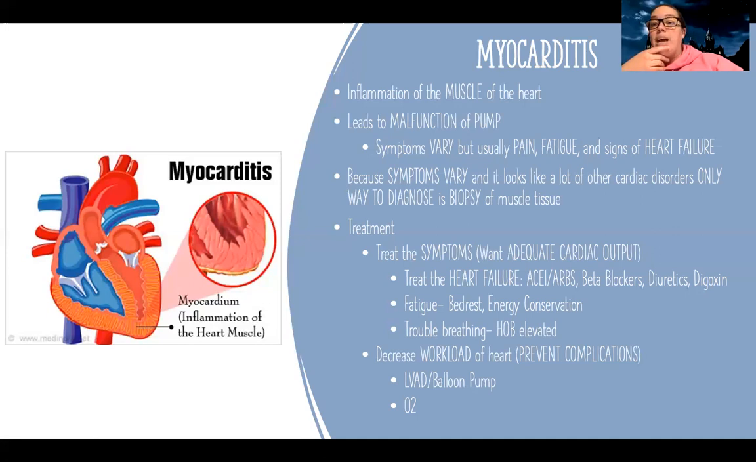If they have fatigue, I'm going to encourage bed rest and also teach them energy conservation techniques. If they're having trouble breathing, I'm going to keep the head of bed elevated. And of course, I might also give oxygen if it's ordered. Then I want to decrease that workload of the heart and prevent complications. This patient with myocarditis ends up kind of like heart failure, so they may need an LVAD, or a left ventricular assist device, or a balloon pump to help support them until their inflammation subsides. Or long term, if it leads to a cardiomyopathy, they may end up needing a transplant or something else, depending on the cause. And then oxygen therapy as well, just to help support it.